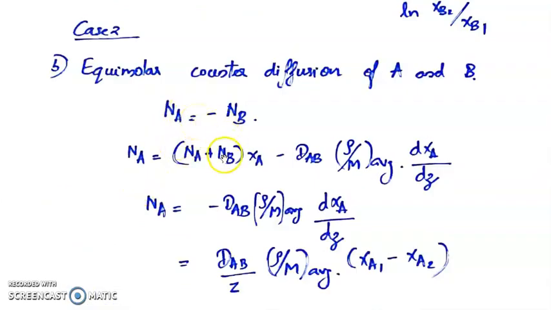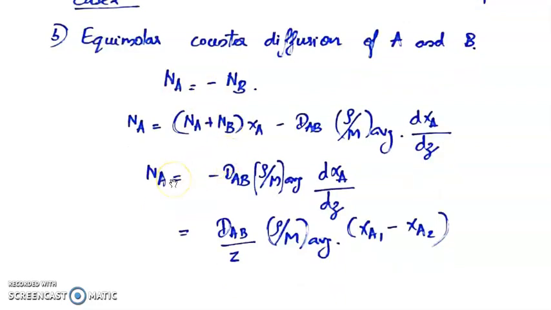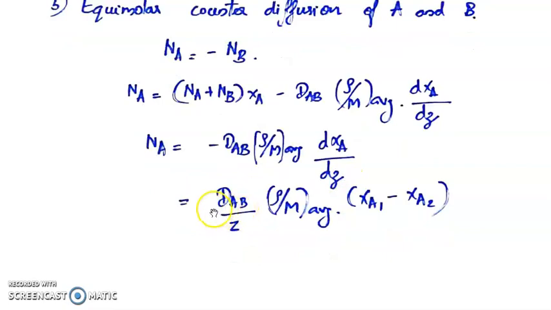Substitute Na is equal to minus Nb. We get Na is equal to minus DAB rho by M average into dXA by dZ. So here again, let's separate the variables and apply the limits. That is, at Z is equal to Z1, Xa is equal to Xa1, and at Z is equal to Z2, Xa is equal to Xa2. Solving, we get Na is equal to DAB by Z rho by M average into Xa1 minus Xa2.